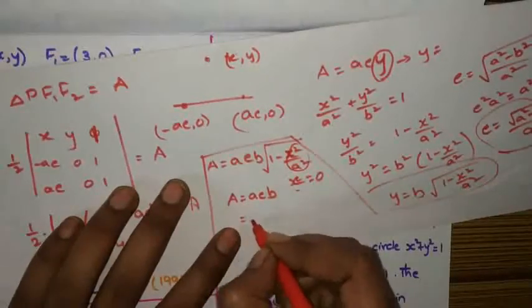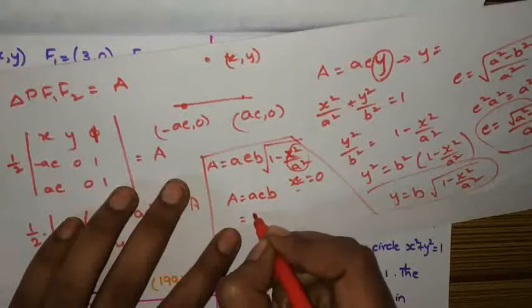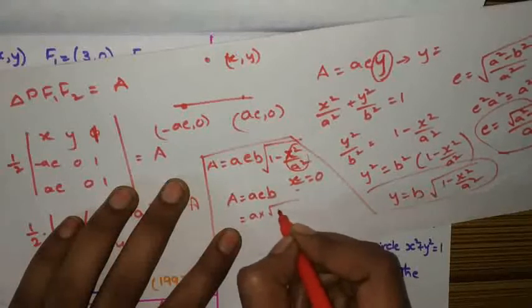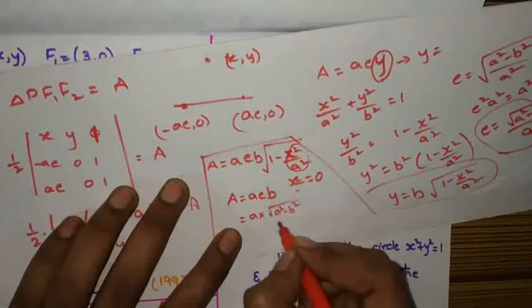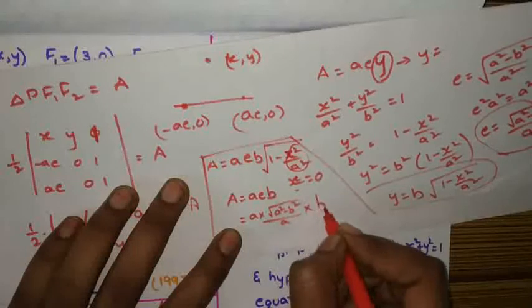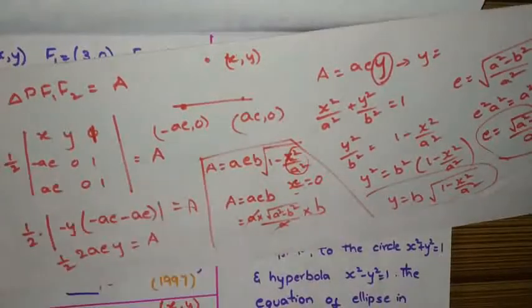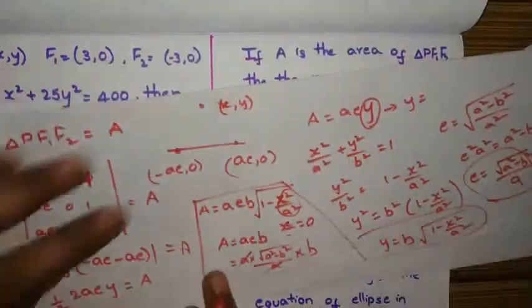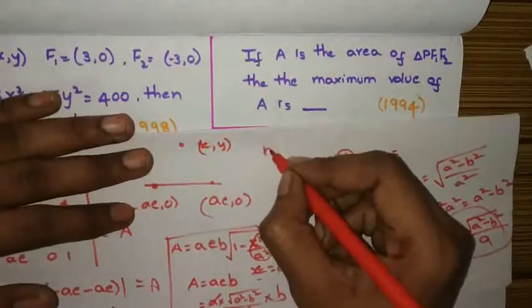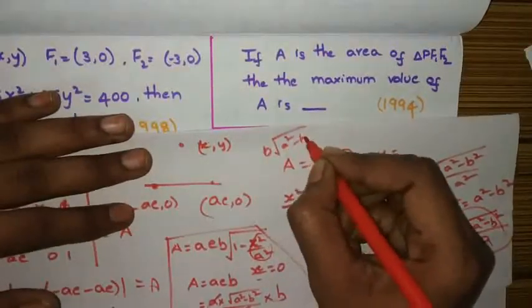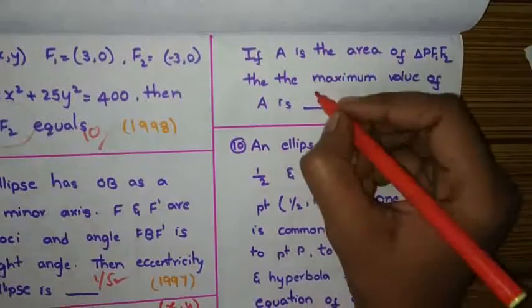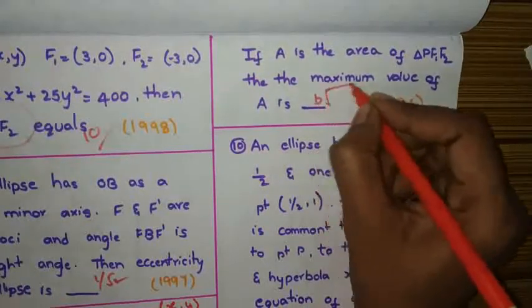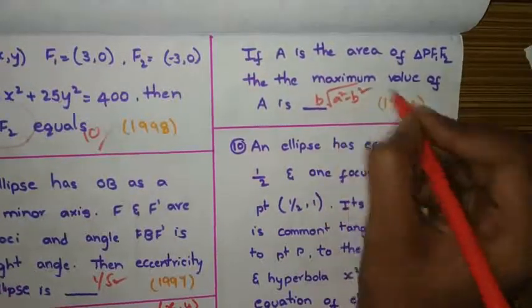So put this e value here. You will get, a will get cancelled. a into square root of (a squared minus b squared) by a, into b. Then the maximum value of area is b into square root of a squared minus b squared. This is an important result.